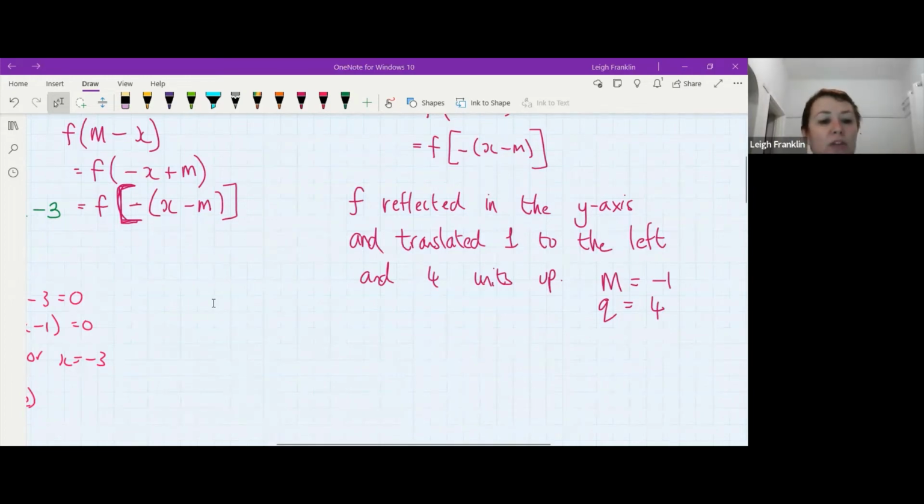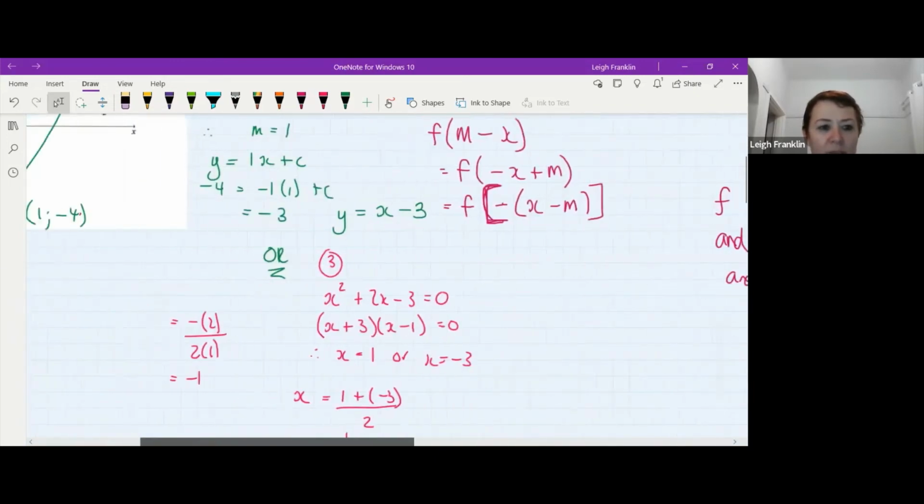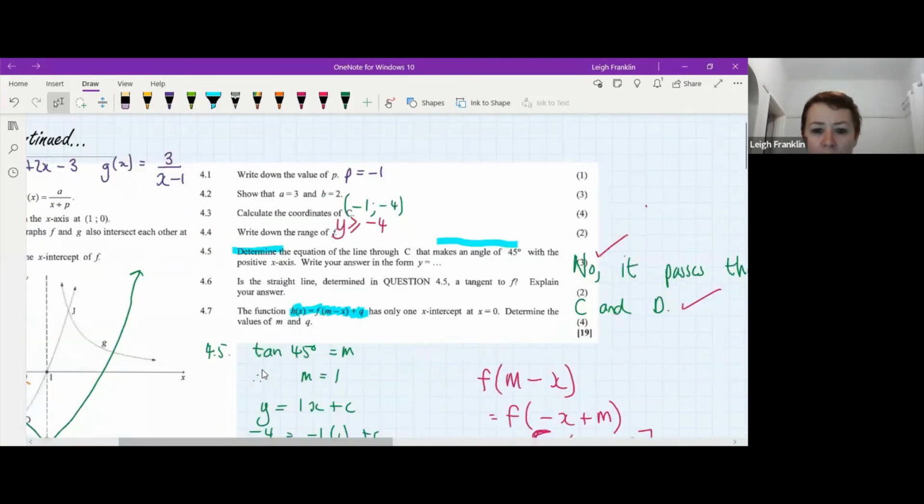Mache, because that's what they told us. Okay, in the question, I'm going to go back to the question now. Let me just find it here. Look here, Mache. Okay, they said, has only one x-intercept at x equals 0. Yes, because x is equal to 0. That's quite right.